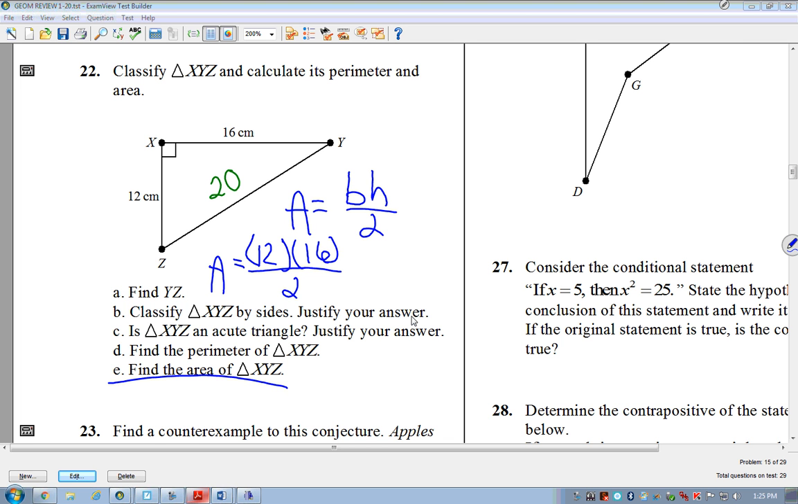All right, so can you tell me what 12 times 16 divided by 2 is? I'm going to guess 84. No? Okay, it's way off. 192. Okay. Oh, divided by 2. What's 192 divided by 2? 96. 96 centimeters squared. Okay.